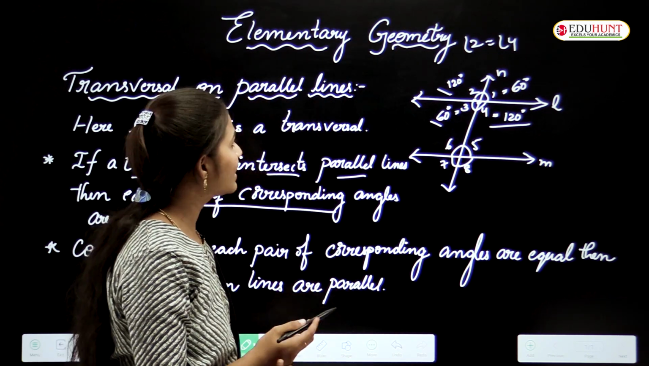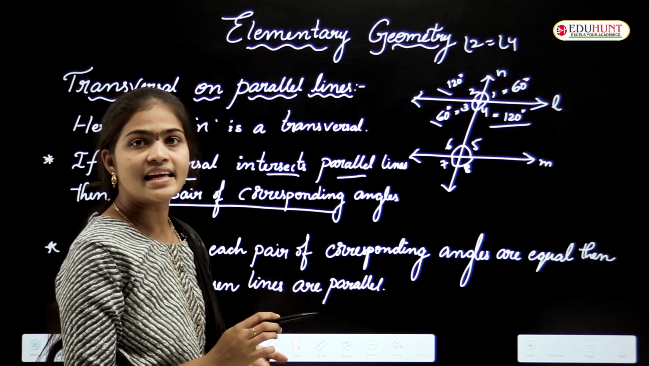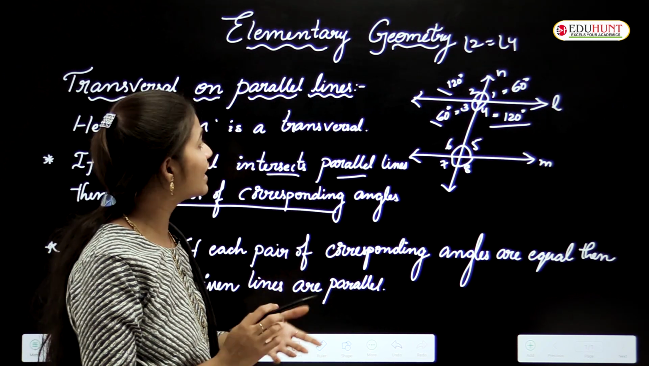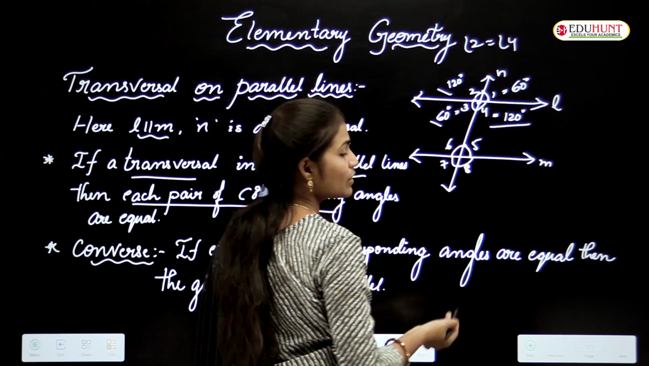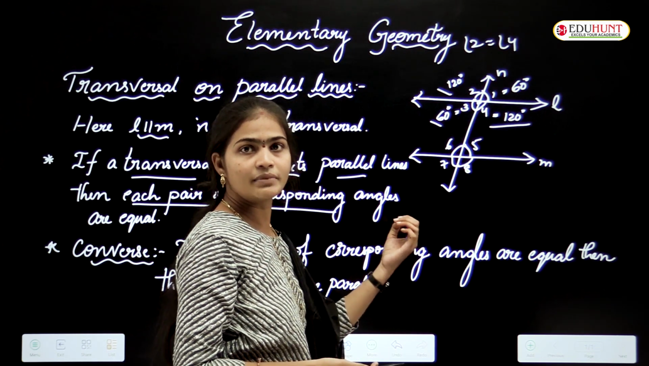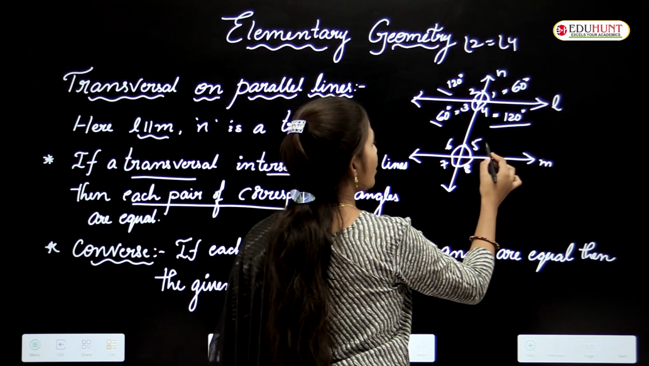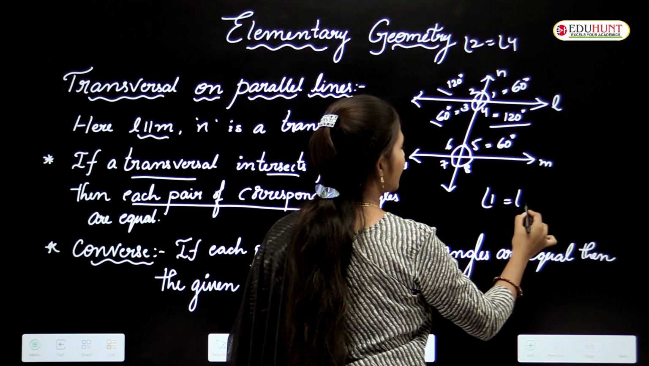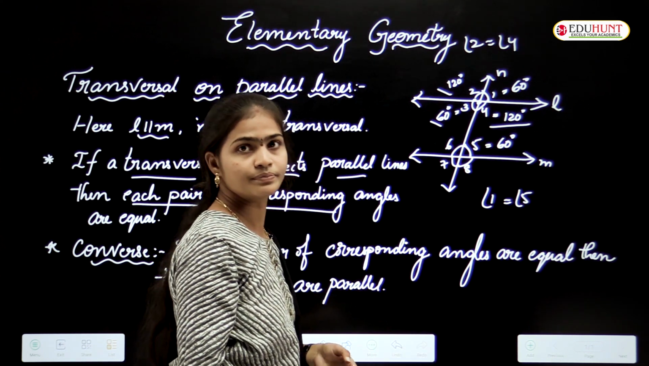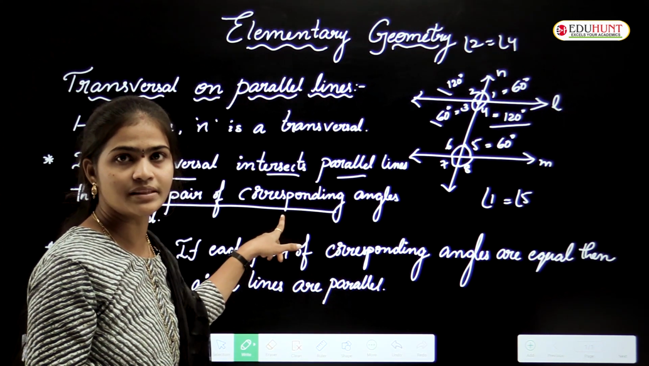Now what are they saying here? Corresponding angles are equal. Those two are equal or not? If you trace these two angles, as I told, those two will become equal angles only, no? So angle 5 is also equal to 60 degrees. Why? Because angle 1 is equal to angle 5, according to this condition.